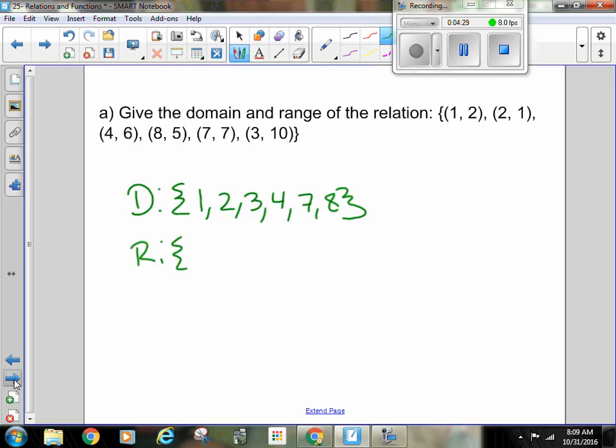Okay, range. I have a 1, a 2, then we go to 5, 6, 7, and then the last one is 10. That's listing them out. Okay, smallest to largest, each value only once.